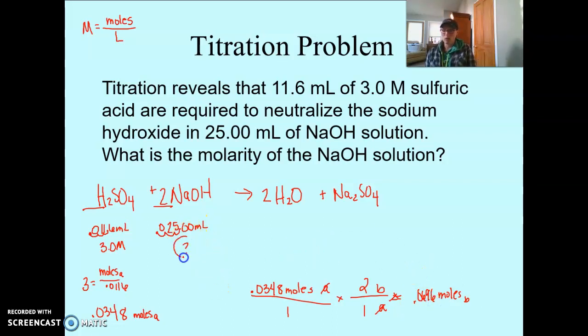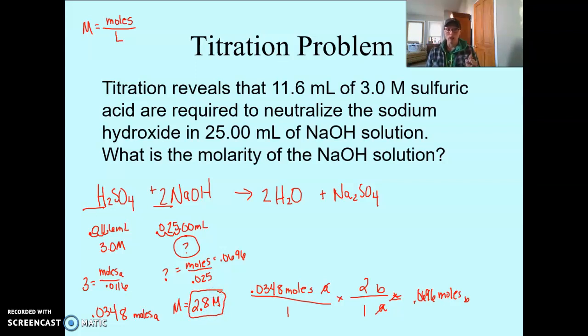So we need to know the molarity. Well, we know that molarity is equal to the moles of the base divided by the volume of the base. And we now know that this is equal to 0.0696. So all we have to do is divide that by 0.025, and we find out the molarity of our base is 2.8 if we do sig figs. It's a 2.8 molar sodium hydroxide solution.